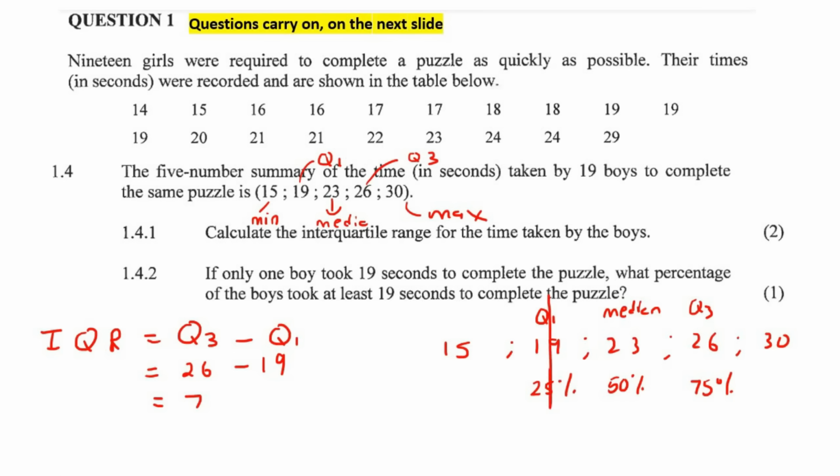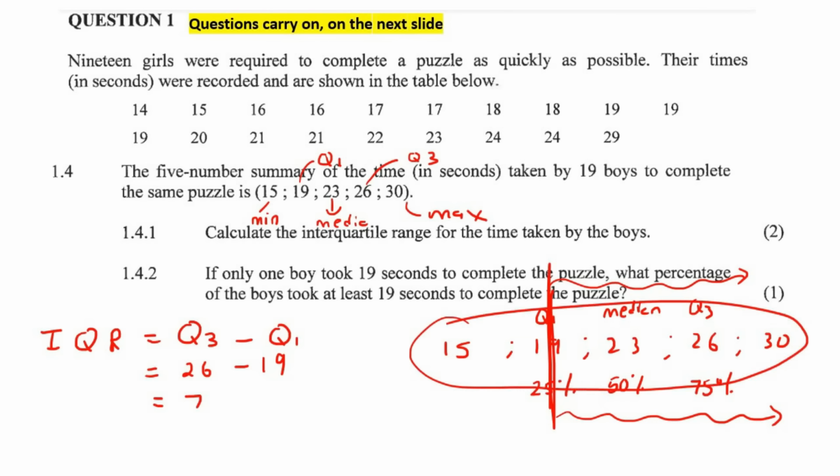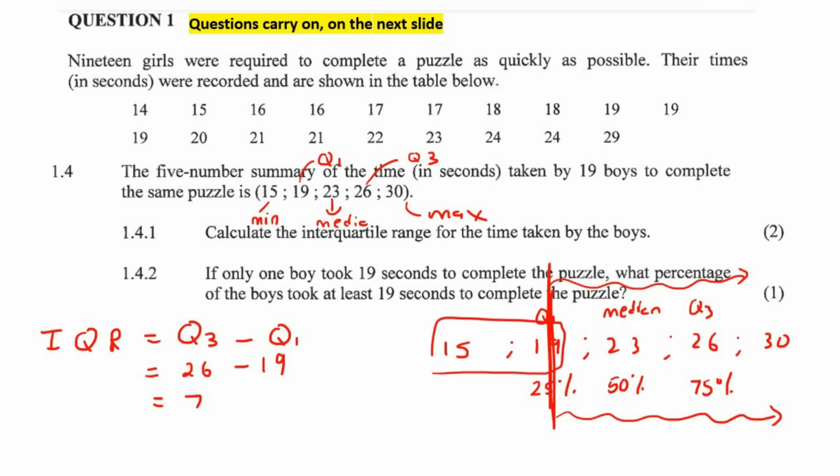They want to know what percentage is that. Well, up to 19, we've covered 25% of the people. So what percentage of the people do we still have on the other side of here? Well, we know that all of this is 100%. Up to quarter 1, that's 25% of the values. So then we still have another 75% of the boys. So you could say here, what percentage of the boys took at least 19 seconds? What they mean by at least is 19 seconds or more. So that would be 75% of the boys.